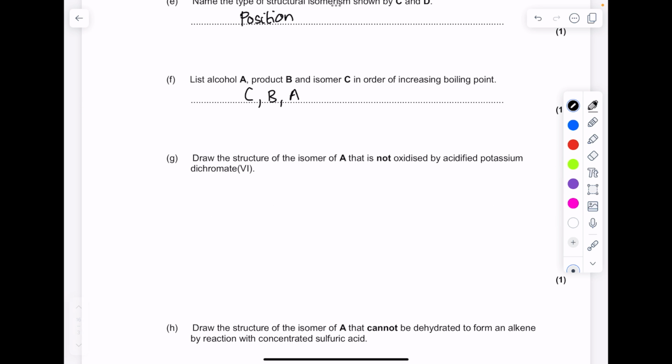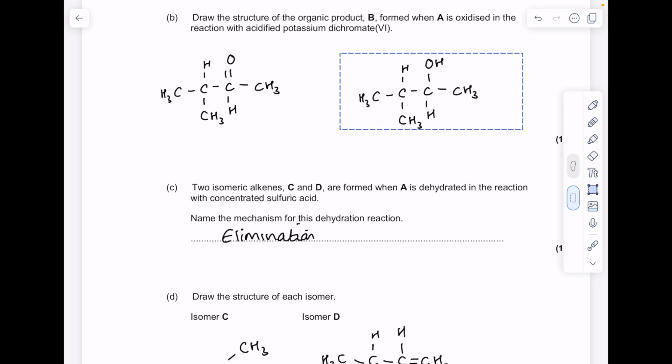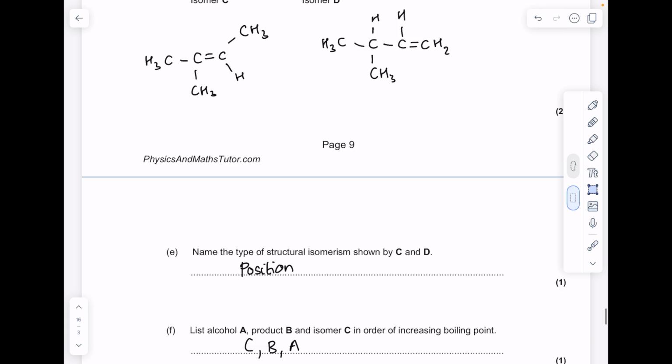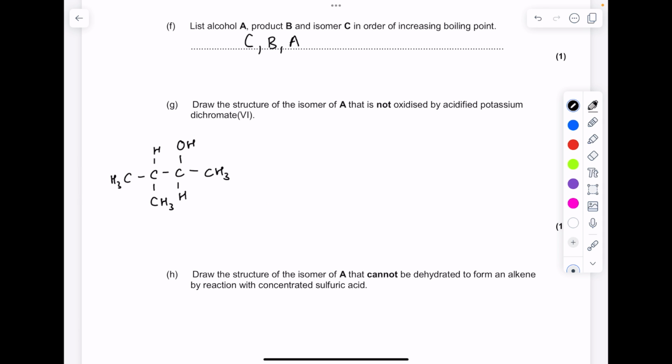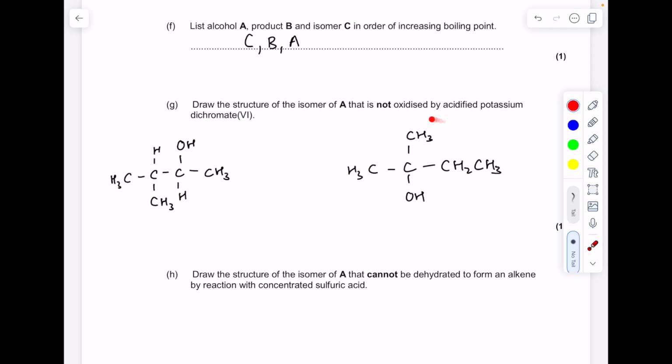Draw the structure of the isomer of A that is not oxidized by acidified potassium dichromate(VI). So you're after a tertiary alcohol. Let's just steal this structure here, this displayed formula. So I need to rearrange the atoms to form a tertiary alcohol. So here is our tertiary alcohol. Look, it's tertiary because the alcohol group is attached to a carbon that itself is attached to 3 other carbons. Tertiary alcohols, remember, can't be oxidized by acidified potassium dichromate(VI).